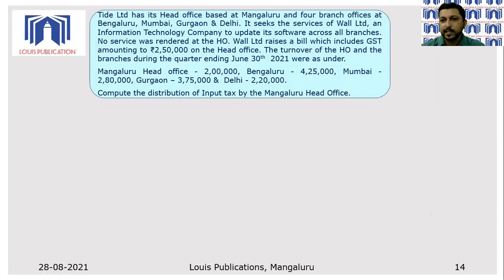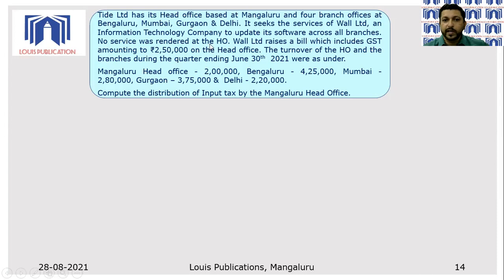So let's take another example now. We will solve this example. Say Tide Limited has its head office at Mangaluru and 4 branch offices at Bengaluru, Mumbai, Gurgaon, and Delhi. It seeks the services of Wall Limited, an information technology company, to update its software across all branches. Make a note of that, all branches.